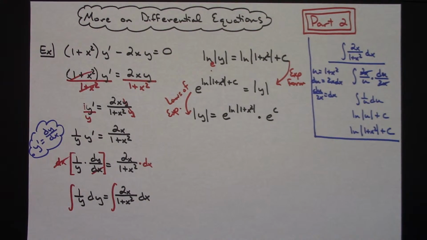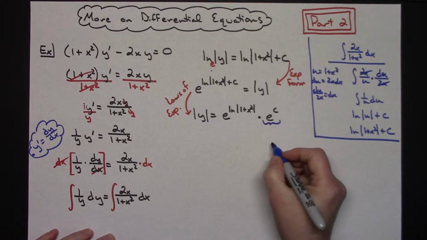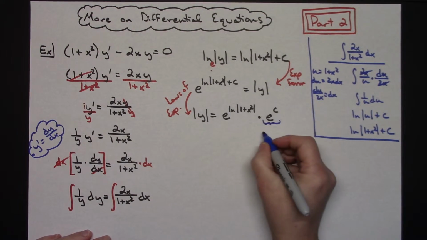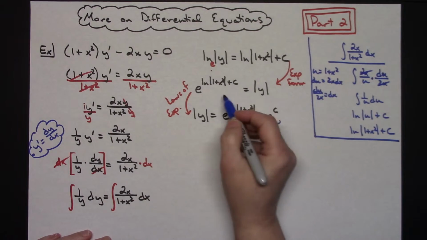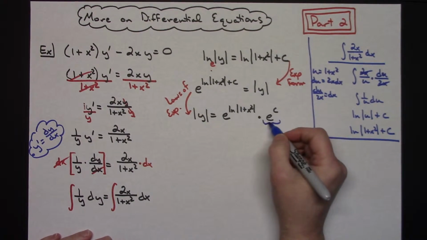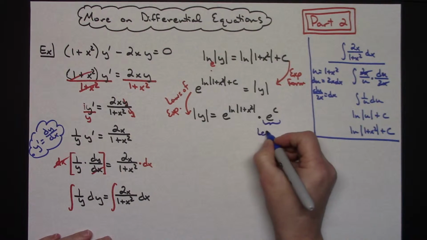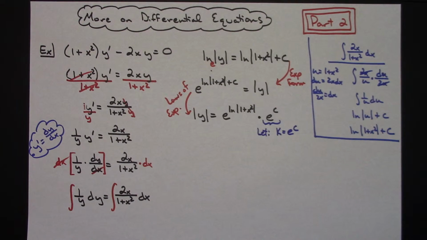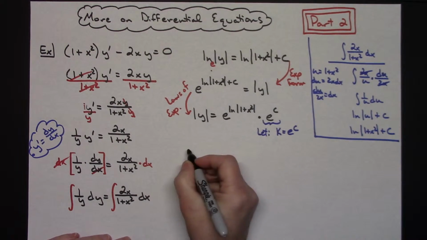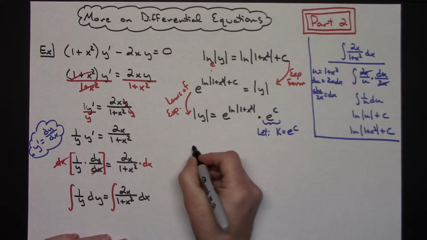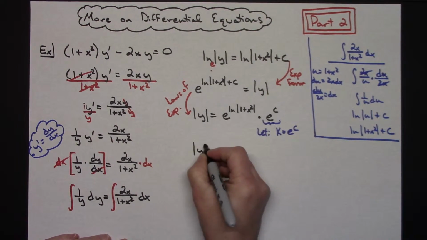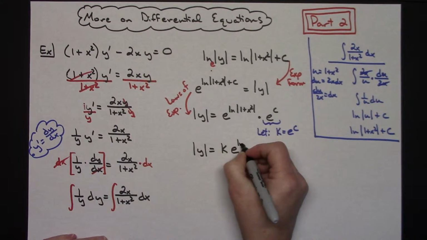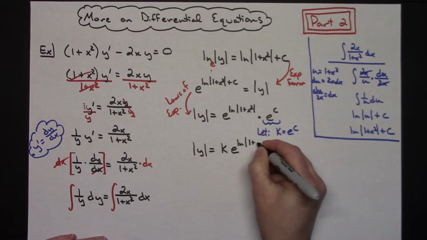Now, this right here is another constant, and I want to let k equal e to the c, because I've already got a c up here. An e raised to another constant is going to give me another constant. So I'm going to let k equal e to the c, and I can do that replacing on that side. I'm going to put it in front and clean it up a little bit. I'm going to have absolute value of y equals k e raised to the natural log, absolute value 1 plus x squared.